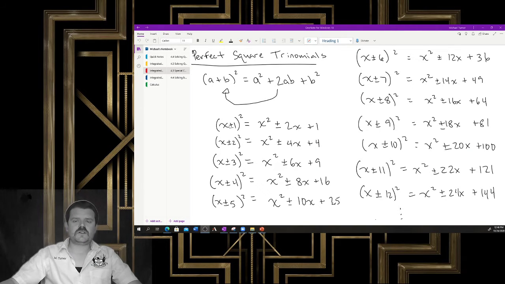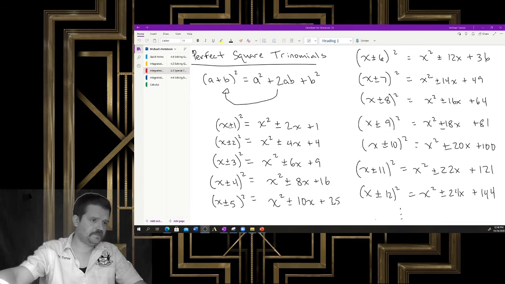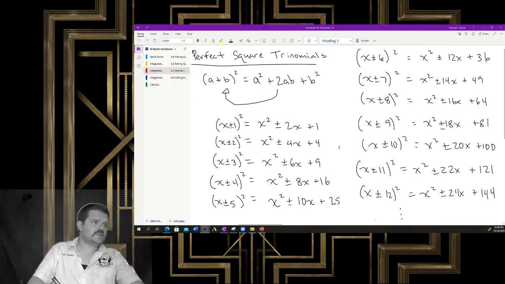Let's go ahead and get started. If you will refer back to your notes, this is from 4.3. These are just our basic perfect square trinomials from 1 to 12. If you don't have these in your notes yet, I would take a second to pause this and get them down. We're looking at x plus or minus 1 quantity squared up to x plus or minus 12 quantity squared, keeping in mind that either of these could be addition or subtraction.